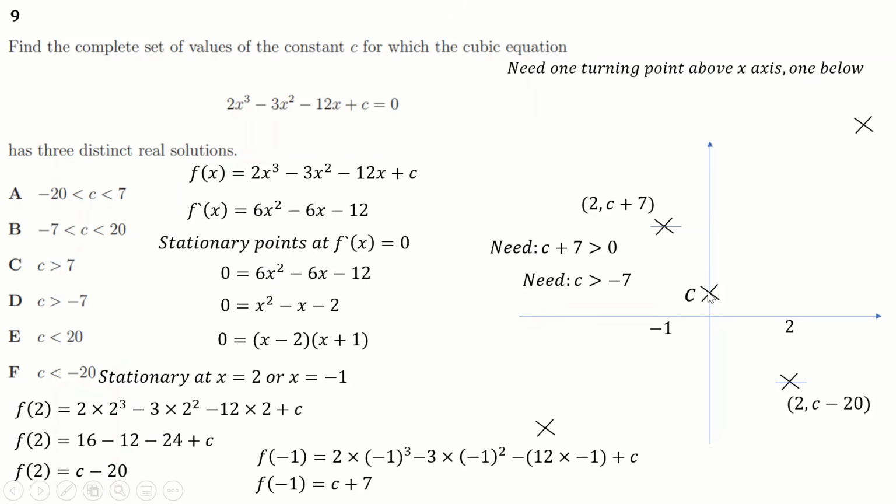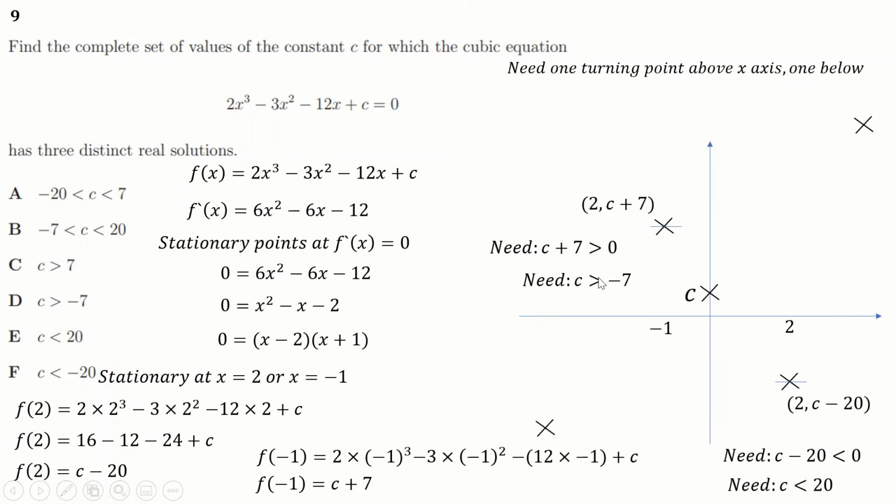And this is why it didn't matter really where I put the c, because if you change this c, you just move the entire graph up and down. But that's not relevant. It's only the stationary points that are relevant, as I've explained. And I also need this here to be less than 0. So I need c minus 20 to be underneath the line, because I need 1 over and 1 under, which of course gives you c is less than 20.